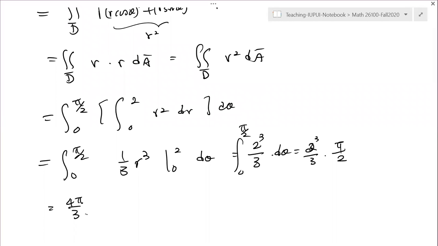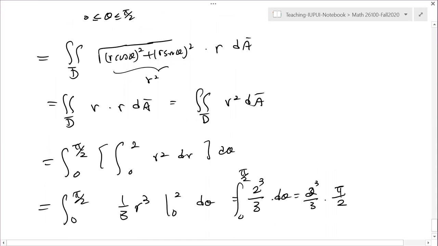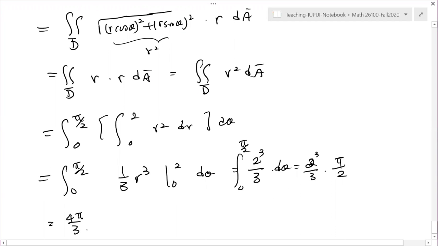Okay. And without using polar coordinates, without using substitution, we call it substituting in two dimensions, then it's very difficult to evaluate that iterative integral.